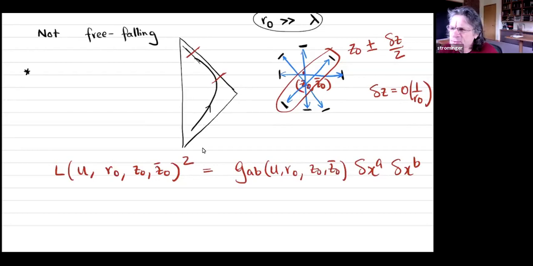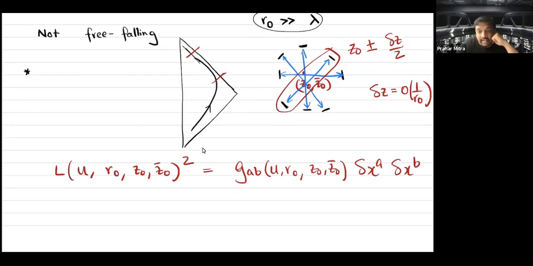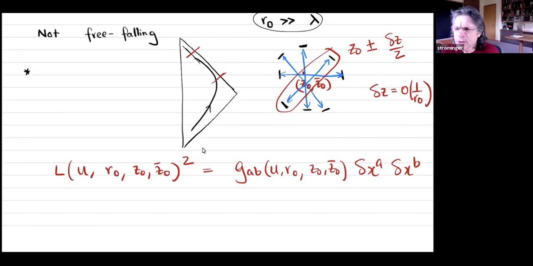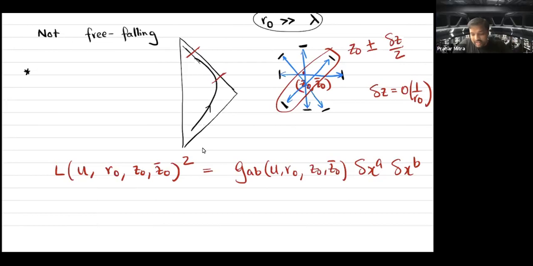Prahar, if these observers have watches, don't their watches become desynchronized by an amount which is not suppressed by 1 over R? Much bigger effect? Yes, completely correct.